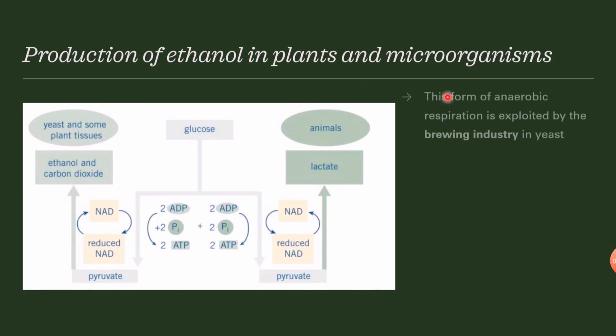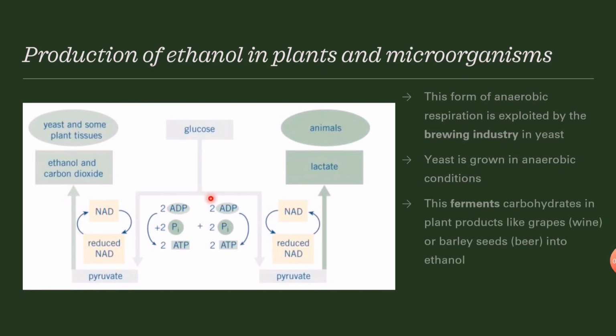This form of anaerobic respiration is exploited by the brewing industry in yeast. Yeast is specifically grown in anaerobic conditions so it can perform this process and produce ethanol and carbon dioxide. They want to ferment carbohydrates in plants because they want to produce products like fermenting grapes to get wine and barley seeds to get beer for ethanol.